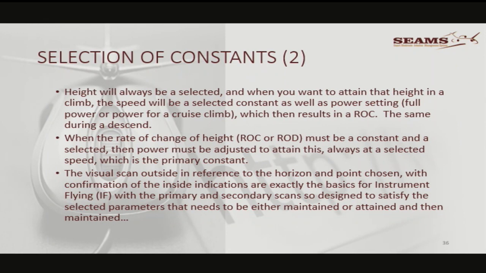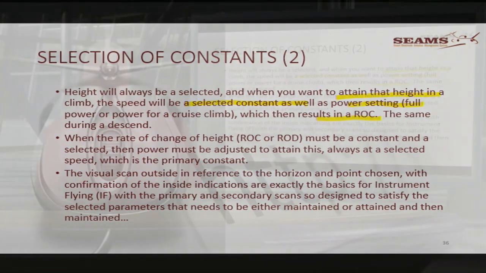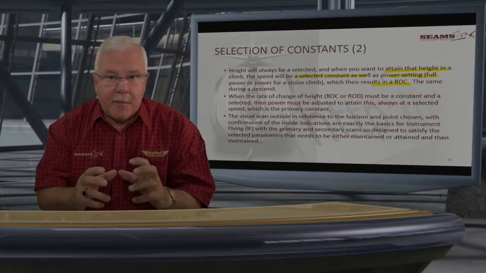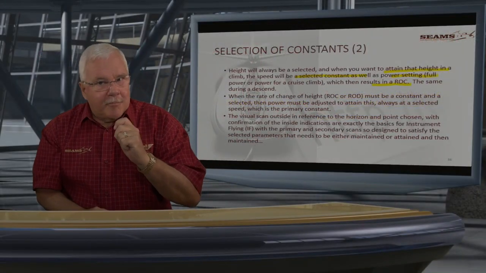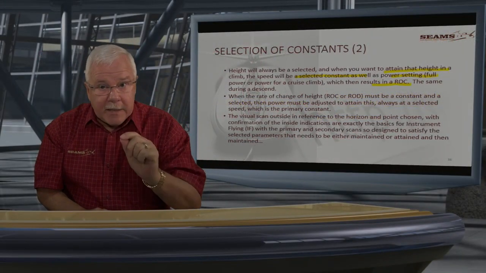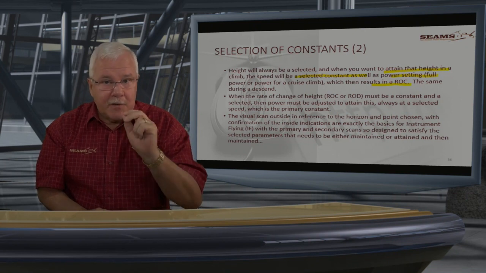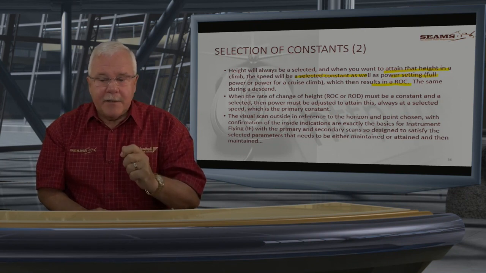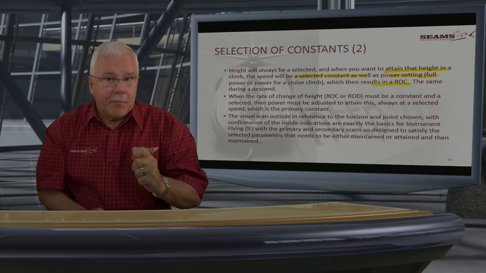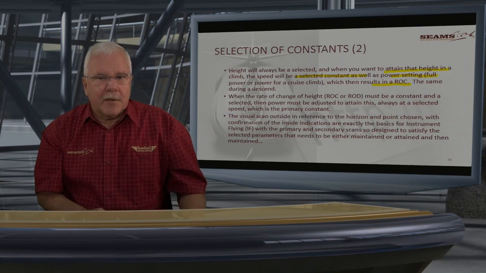Height will always be selected, and when you want to attain that height in climb, the speed will be selected. The speed is a constant to get there, as well as your power setting. And that will result in a certain rate of climb. And then, if you want to change the rate of climb, that is fine. But the speed must stay a constant. If the speed stays a constant, then the resultant rate of climb during power manipulation is the correct one.